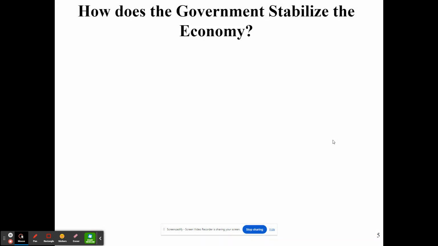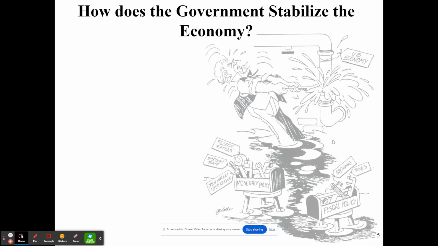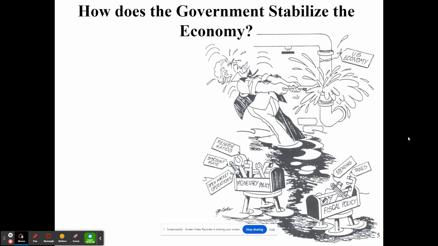Fiscal policy is the way that the government stabilizes the economy. And this is an image as old as Mr. Owen. You're looking at a broken economy. So this is the United States economy represented as a pipe. It's burst, it's leaking, it's broken. And so it can be broken in two ways: high unemployment in a negative output gap, or high inflation in a positive output gap. So throughout this semester, we're going to be dealing with fiscal policy and monetary policy.